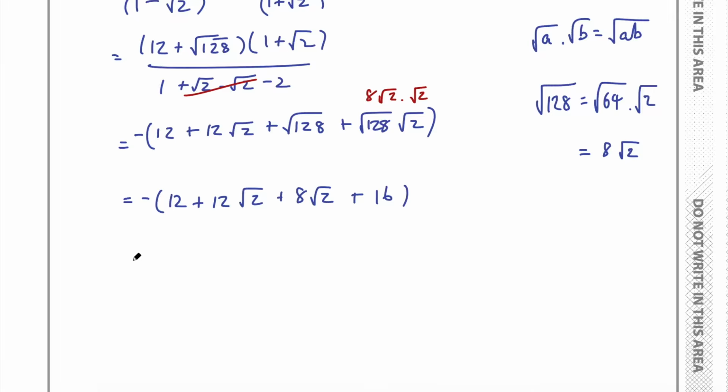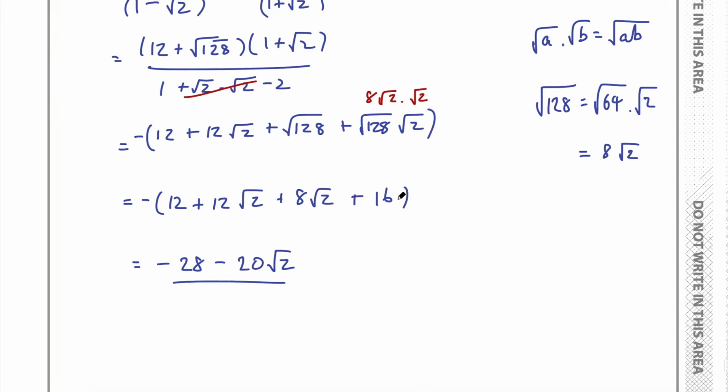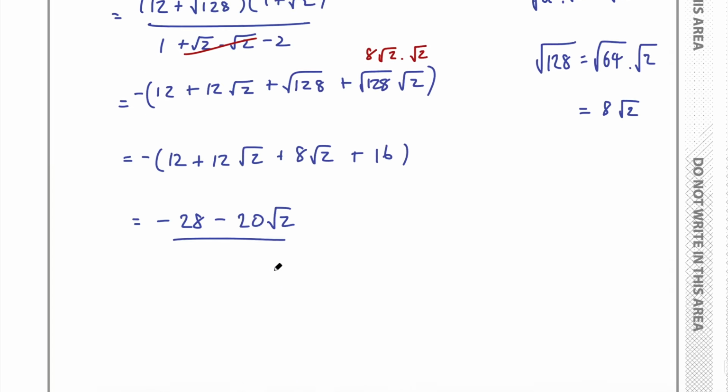Then I might expand out that negative sign. And 12 plus 16, that's going to be 28. And 12 root 2 plus 8 root 2, they're like terms, so I can combine them as well. That's going to be 20 root 2. So this is going to be negative 28, take 20 root 2. They were asking for an a plus b root 2, which we have in that form.